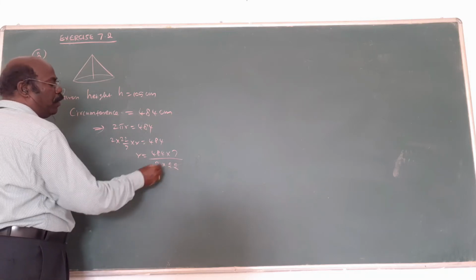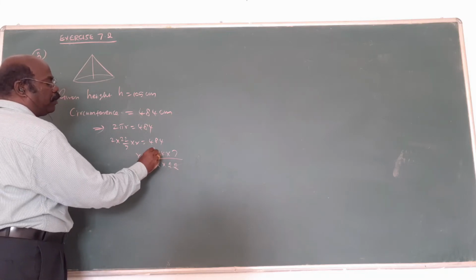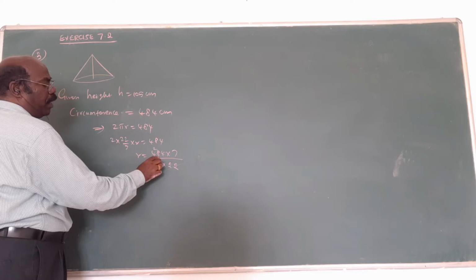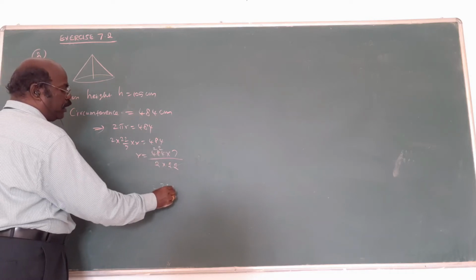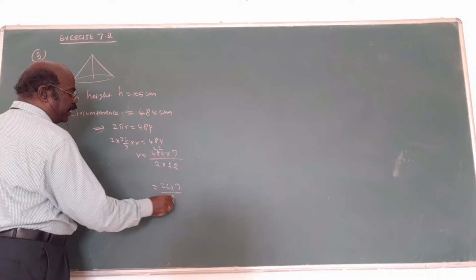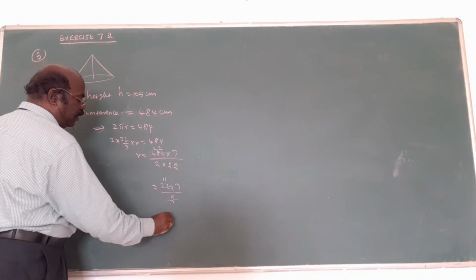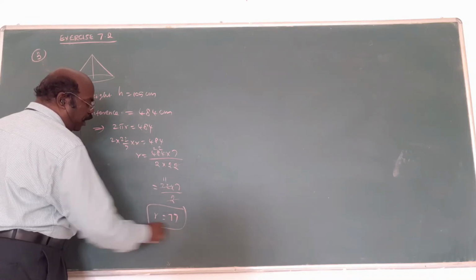Okay? Here 22 will go how many times? 2 times. 2 times means 44, remaining 4. Again 44. Okay? So 22 into 7 by 2, again cancel. 11. 77 is the value for R.